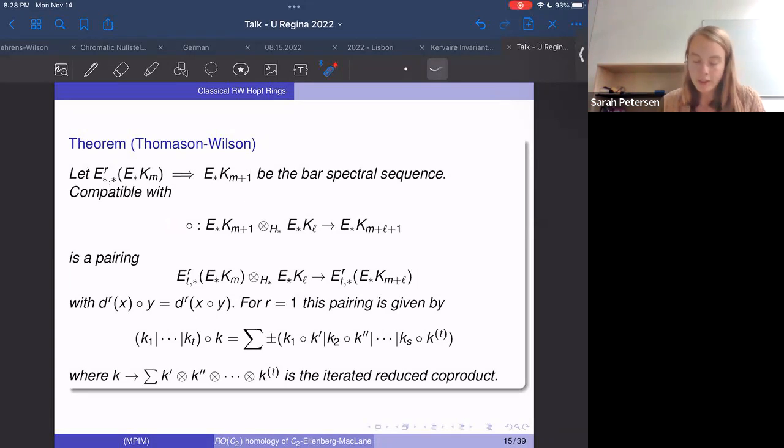So here we just have an ordinary circle product in homology from the homology of Km plus 1 and KL to Km plus L plus 1. Compatible with this circle product is a pairing in the bar spectral sequence. So if we have the bar spectral sequence converging to this homology, on the ER page there's going to be some circle product pairing, and at the E1 page, the circle product pairing is given very explicitly in terms of the iterated reduced coproduct. So the strategy is we want to compute something over here, so we're going to identify it in terms of circle products of elements in homology that we already know.